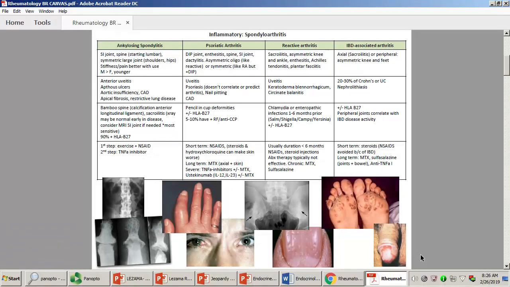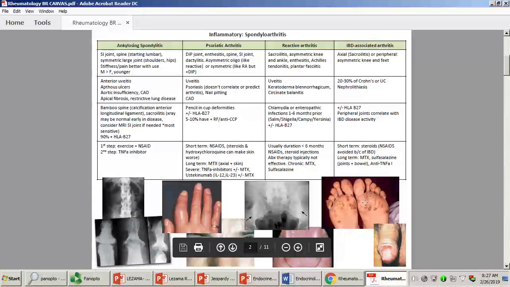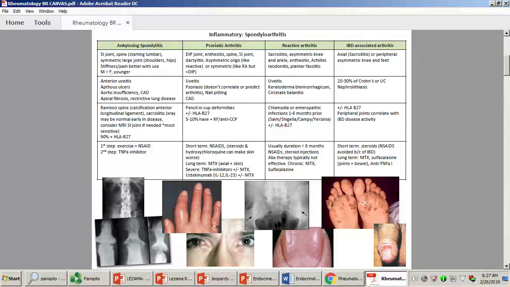You can get uveitis associated with this one. Keratoderma blennorrhagicum, do you guys know what that is? There is a picture on here, so right down here is the keratoderma blennorrhagicum. It could be on the palms and it could be on the soles. Okay, so that's keratoderma blennorrhagicum. How about circinate balanitis?